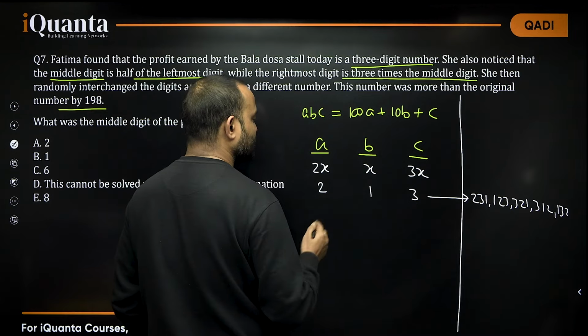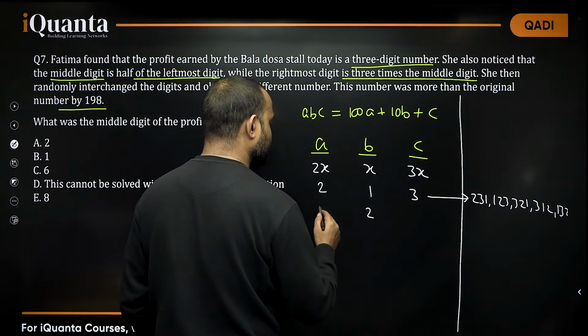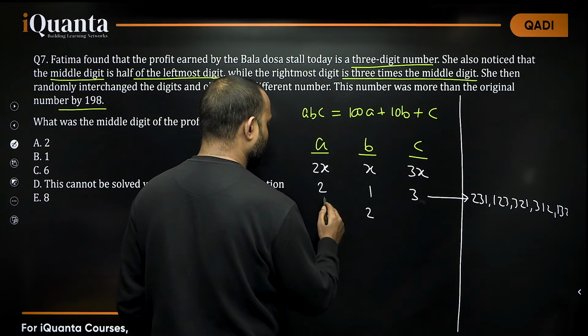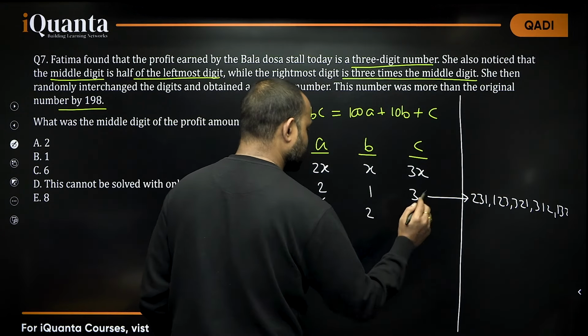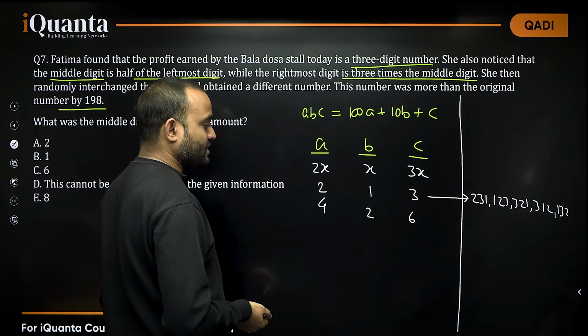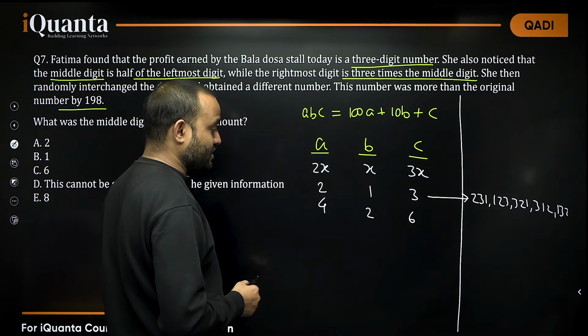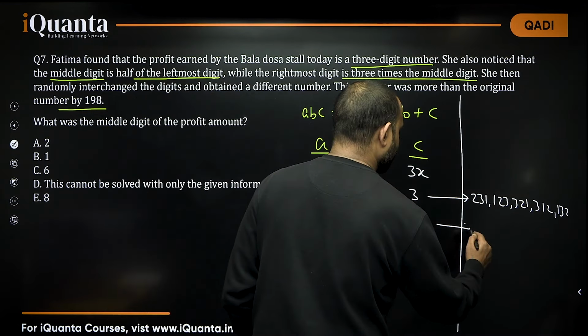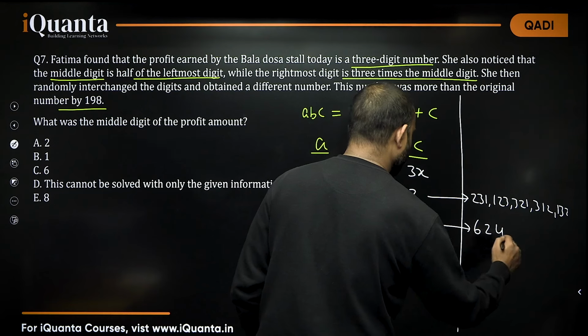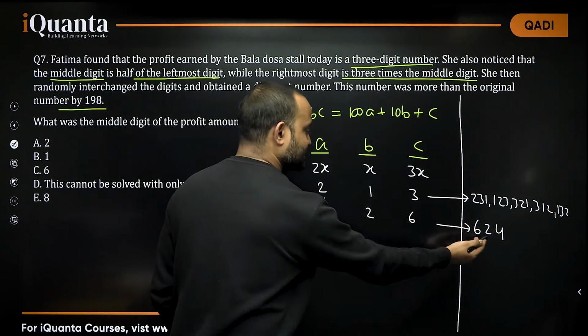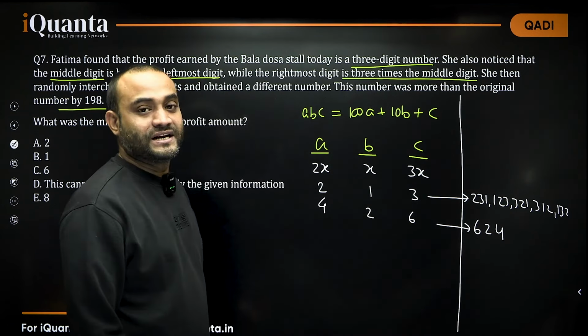in any way. So let's take B is equal to 2. If this is 2, this will be 4 and this will be 6. In that case, if we interchange the digits, what are we getting? We are getting a number which is 6 to 4. Now in this case, this number is directly greater than 198.